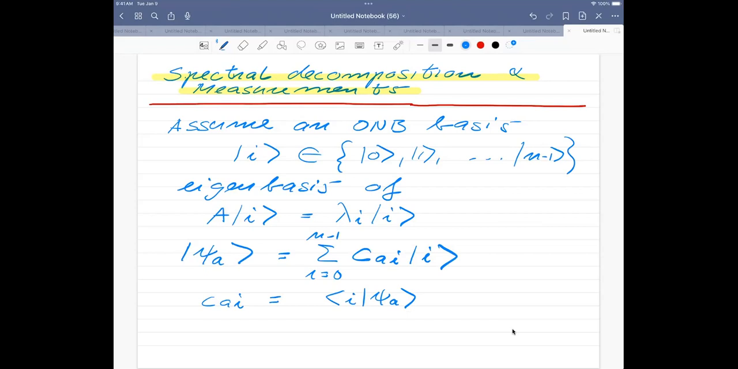However, what we also know is that if we have these coefficients, we have a normalization condition, which simply states that the squared coefficients C_i^A have to sum up to 1. This is the normalization condition.